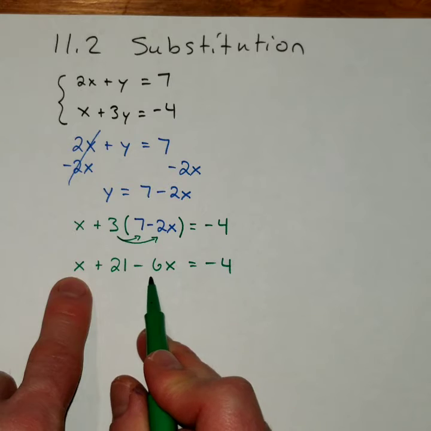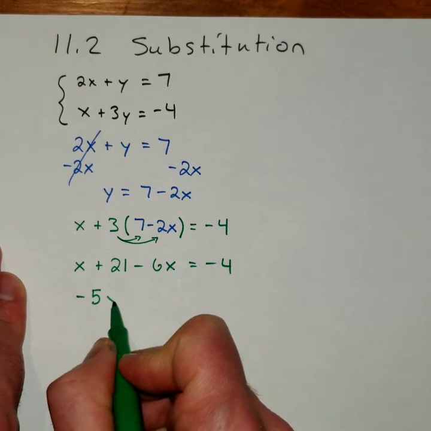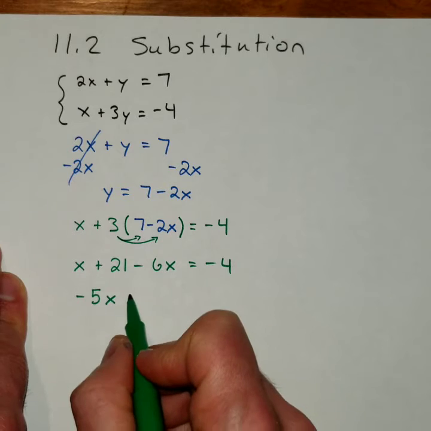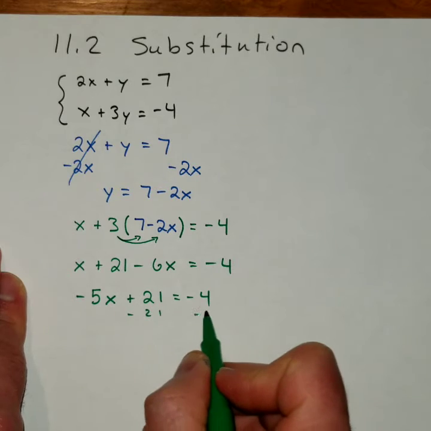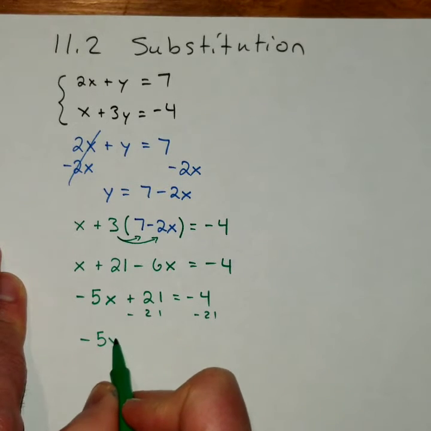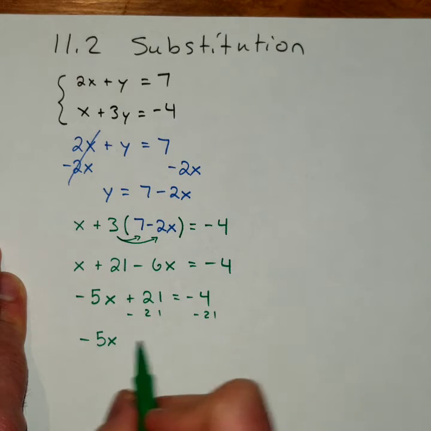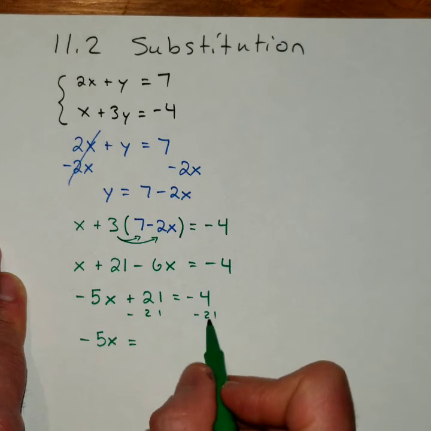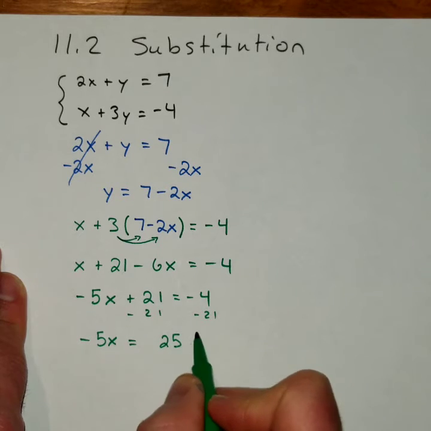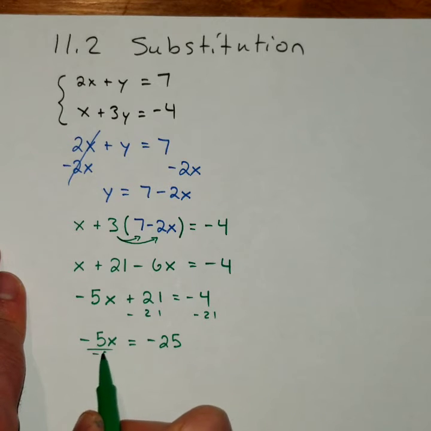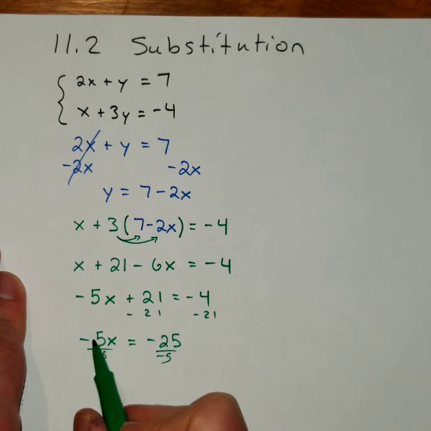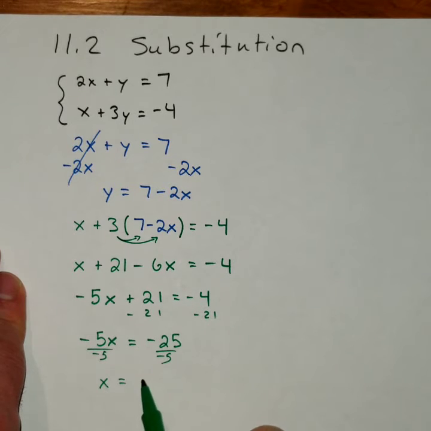Combine my like terms. 1x minus 6x is minus 5x, or negative 5x. Plus 21. And then we're going to subtract the 21 from both sides. Negative 4 minus 21, both are negative, so we add the values, get 25, and then use the sign from the bigger number. We then divide out the negative 5 to free up the x. And that's going to give us an answer of 5 for x. Okay. Remember, we're not quite done yet.